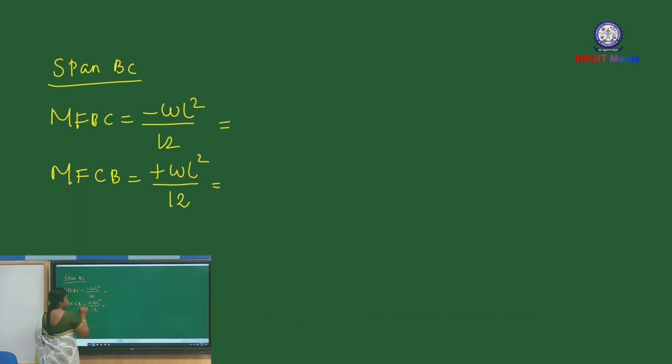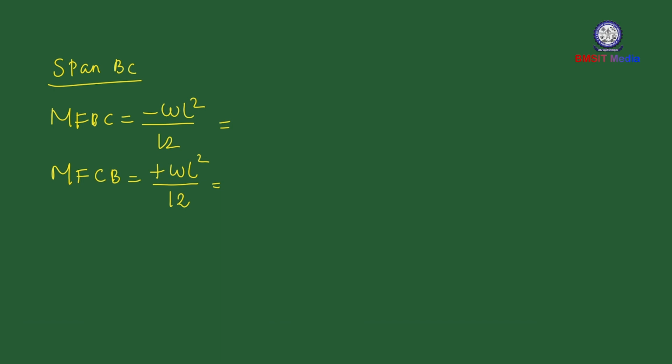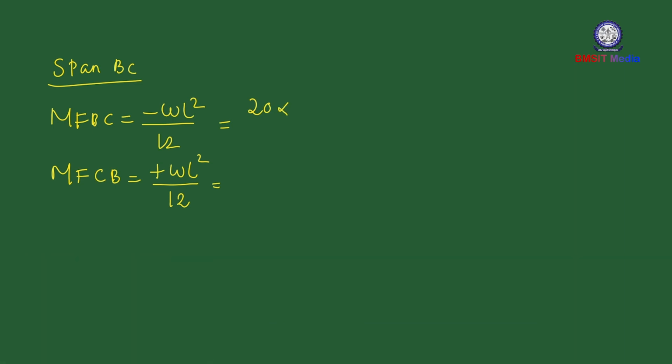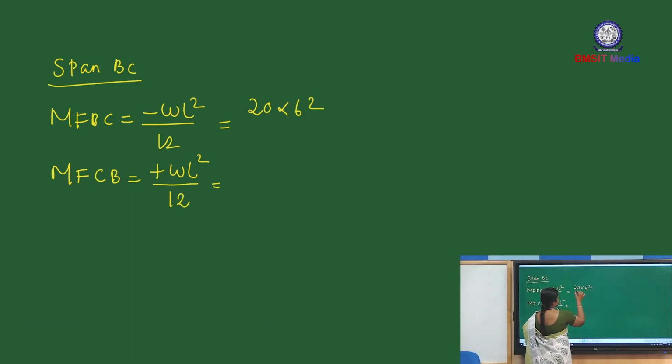Here W equals the intensity of the UDL load, which is 20. L equals the length of span BC, that is 6 meter, divided by 12, with the minus sign. Similarly here also, plus 20 into 6 square divided by 12.